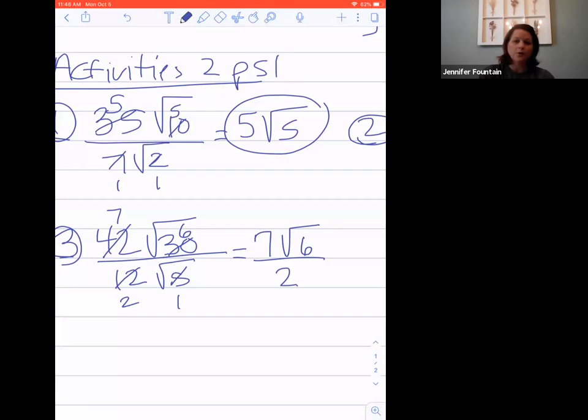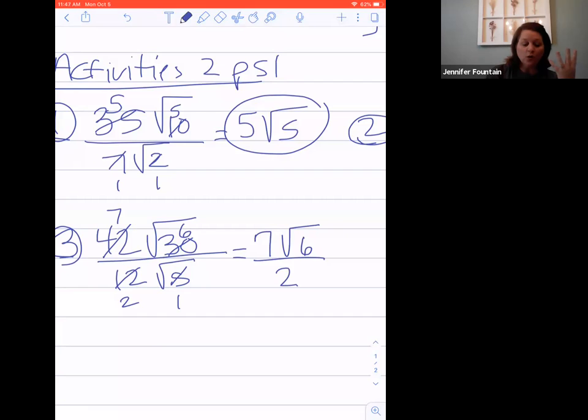All right, so I've divided my coefficients. I've divided my radicals. Step 3 says to rationalize the denominator. The only time I rationalize the denominator is if I have a radical in the denominator. I do not, so I don't have to do step 3.